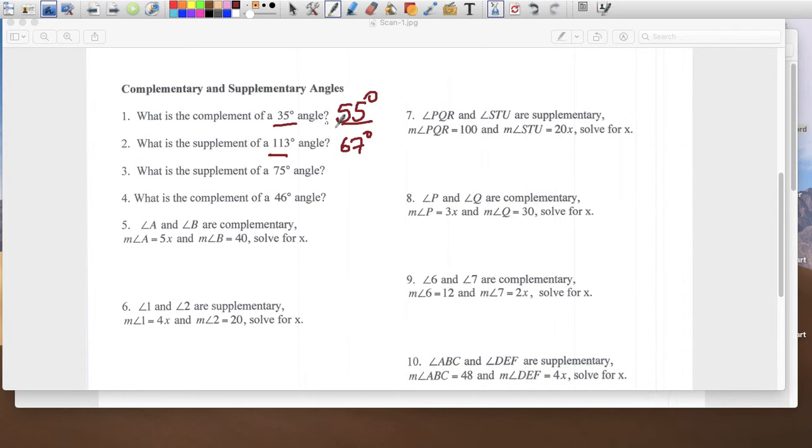Supplement of a 75-degree angle. So again, if it's 75, its supplement has to be the other angle that added to 75 gives you 180. So this should be 105.